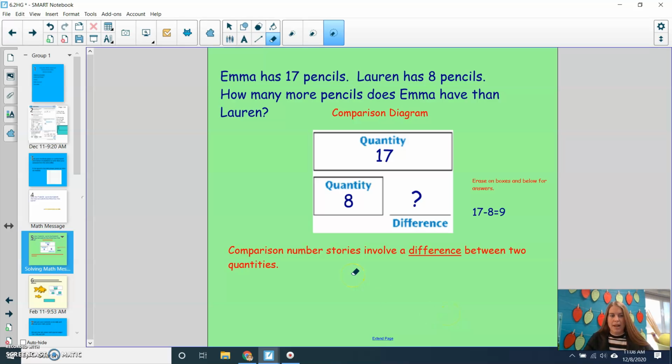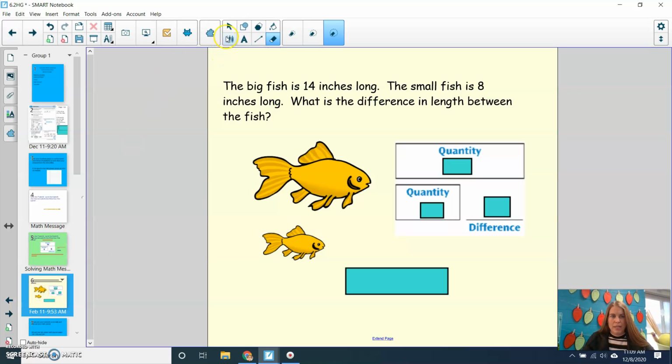Let's try another problem like this. And if you want to make 2 boxes and a line on your whiteboard to have your quantity difference, that might be helpful. So in this problem, it says the big fish is 14 inches long, the small fish is 8 inches long. And what is the difference in length between the fish? Can you press pause and then play when you're ready to check?